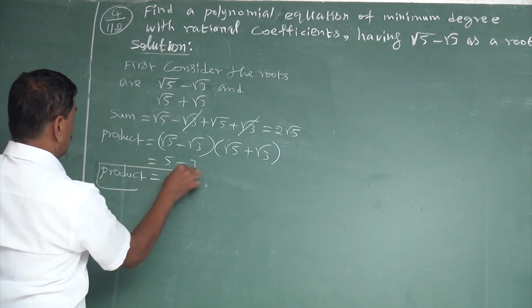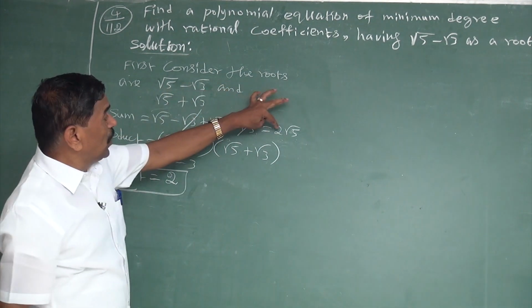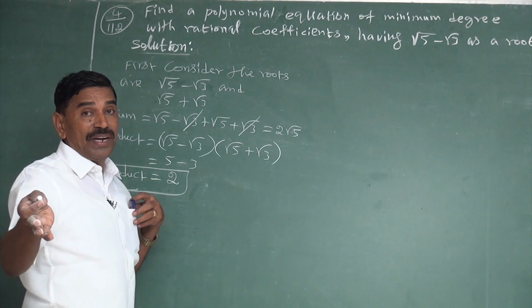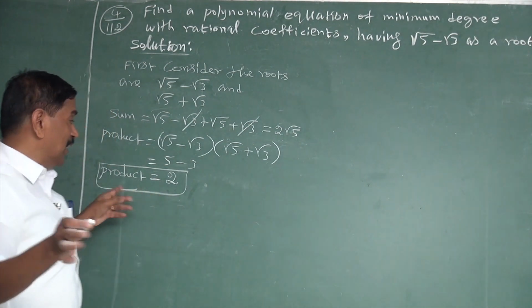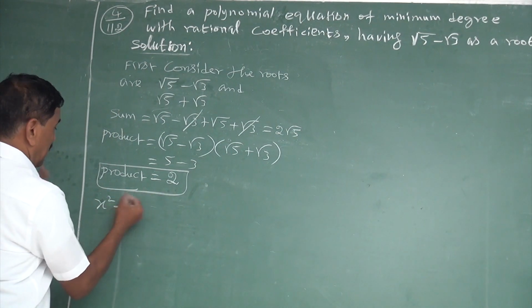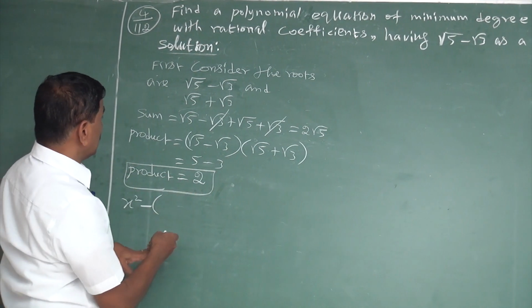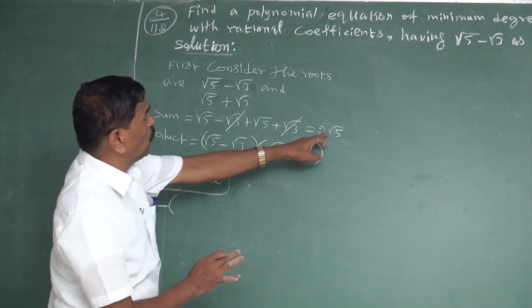Product is equal to 2. Listen, sum of the roots is equal to 2 root 5 and the product of the roots is equal to 2. Then can you tell me what is the quadratic form? Good. That is x square. Next. Good. Sum of the roots. That is right directly. Sum of the roots is given by 2 root 5.